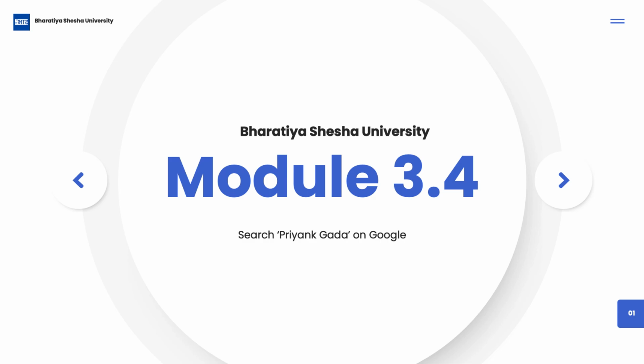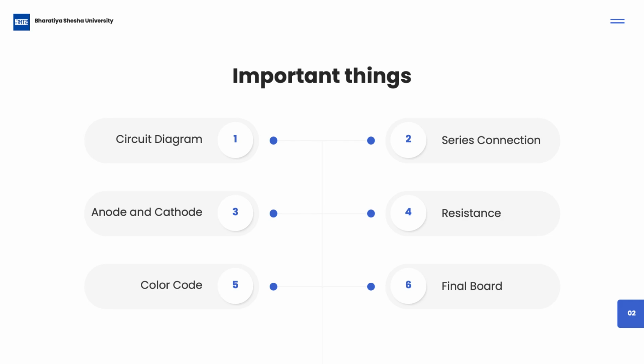There are a few important things that you should know. We will be learning about circuit diagrams, how to connect components in series connection, what an anode and cathode are. We are also going to implement the things that we learned in the previous lectures about resistors, and we are going to take a look at wire color coding with the final board.